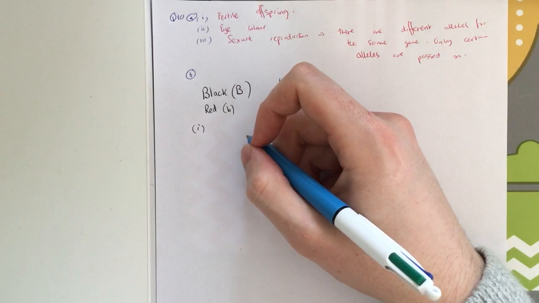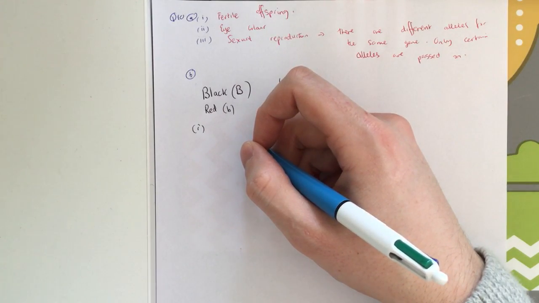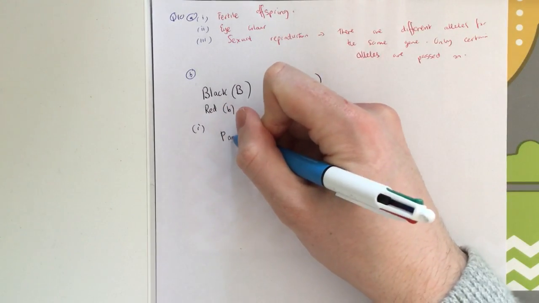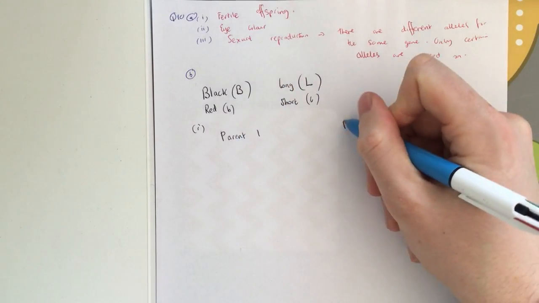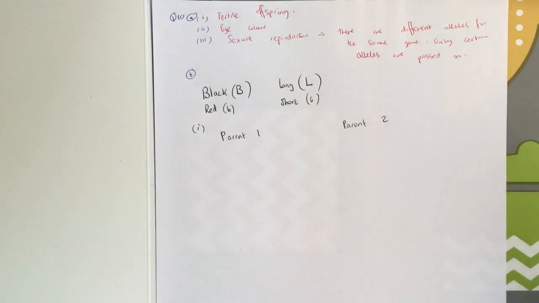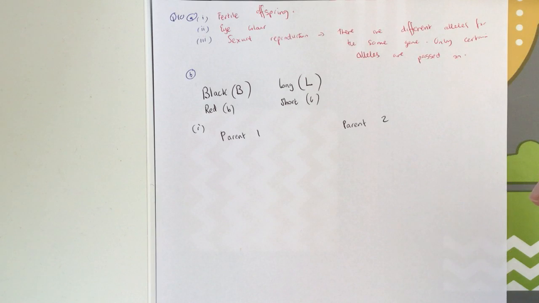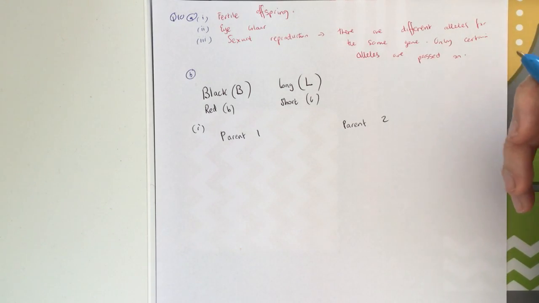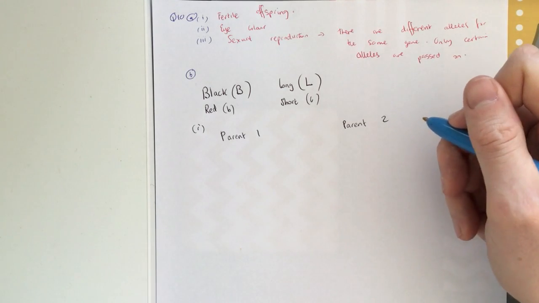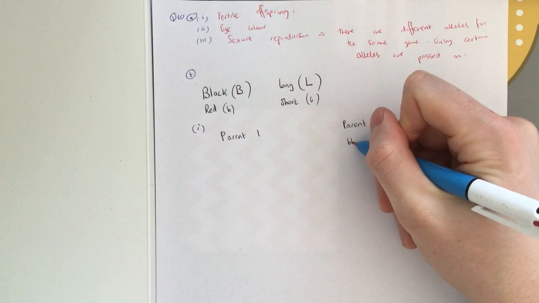Okay, so the approach for this one. Well, the first thing anyway is write down what you know. We have parent 1 and we have parent 2. Parent 2 should be the one that you focus on straight away anyway. So we're told here a red-eyed rabbit with short ears, and there should be no doubt about what that one is, because if you're red-eyed, it means you have to have both alleles for red. So small b, small b.